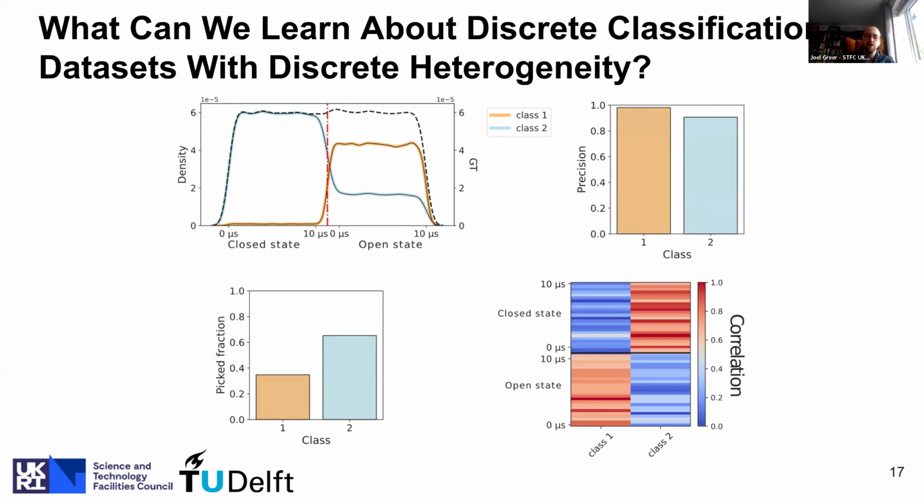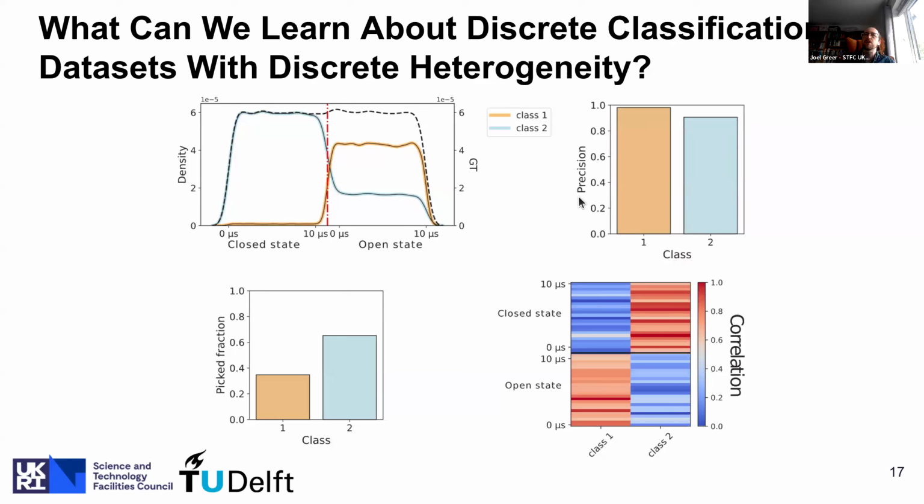First of all, we used two classes. You can see here that class 1 was composed essentially purely of particles from the open state MD simulation, whereas class 2 ended up being composed of particles from a mix of both the closed state and the open state, but many fewer particles from the open state MD simulation.